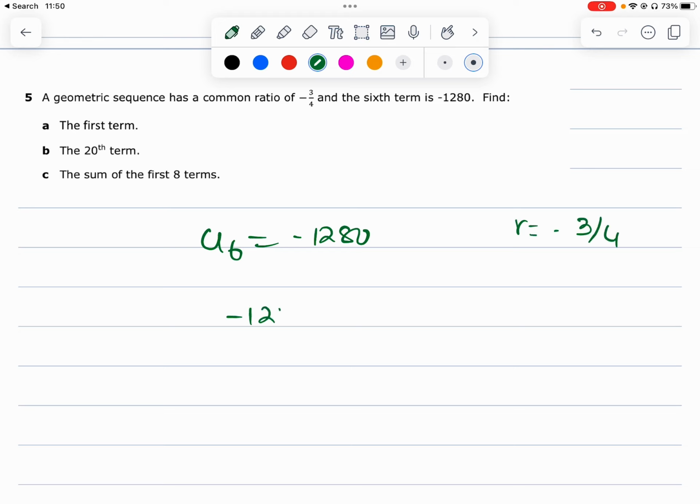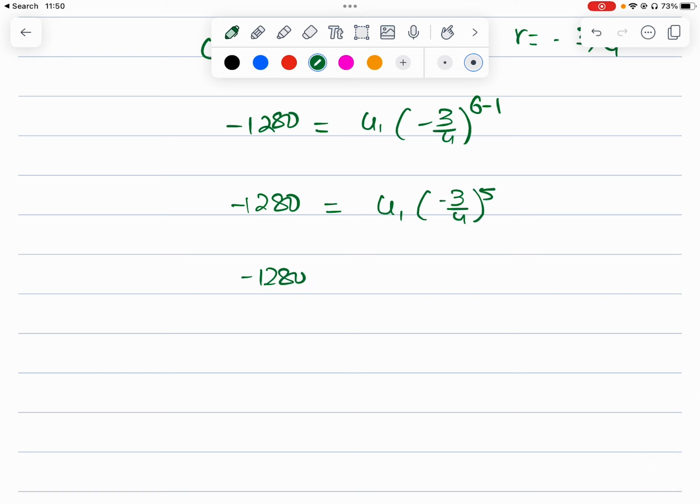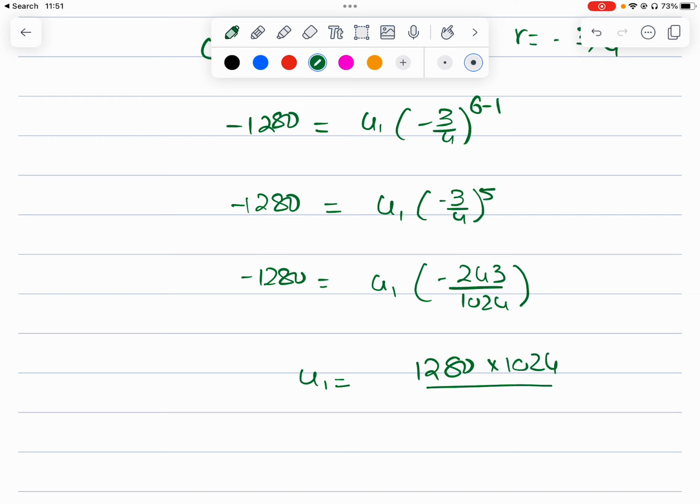First term times negative 3 upon 4 whole power 6 minus 1. So from there, negative 1280 equals u1 times negative 3 upon 4 whole to the power of 5. So negative 1280 equals u1 times negative 243 divided by 1024. So u1 will be equal to, negative negative cancels, 1280 times 1024 upon 243. Simplify that.